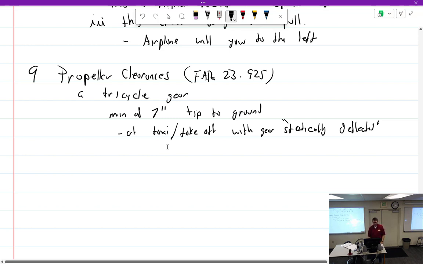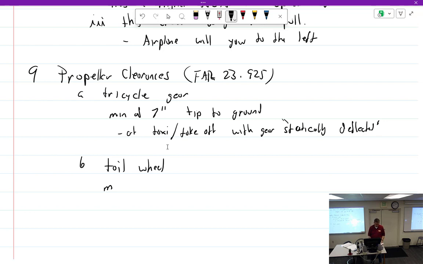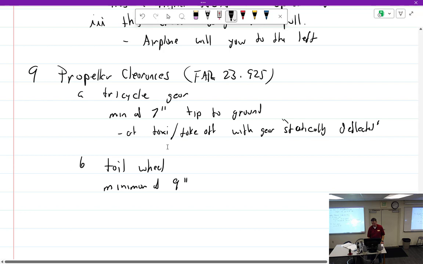Tail wheel. How much was that? 9 inches is correct. At taxi takeoff, we had, let me see, what was next?